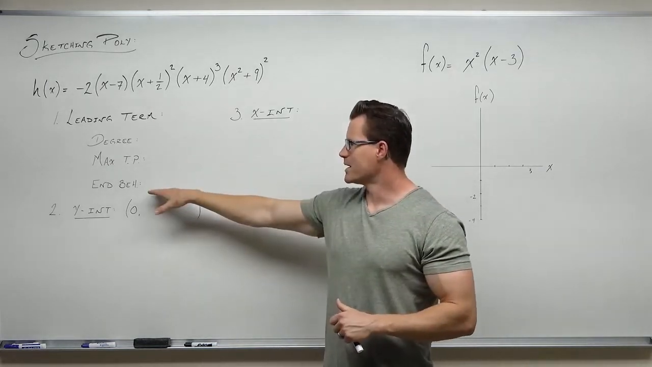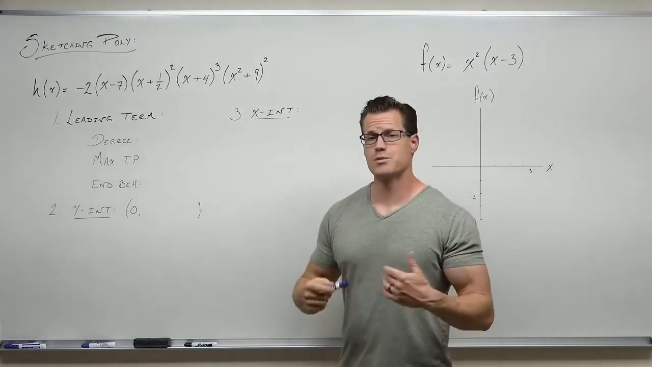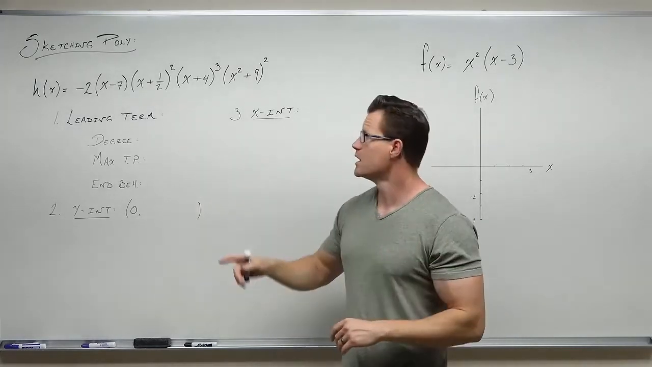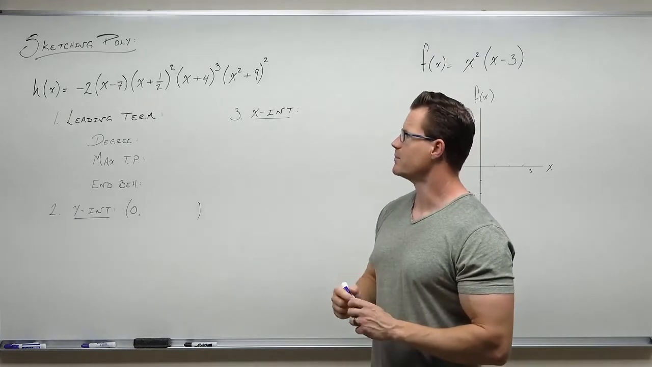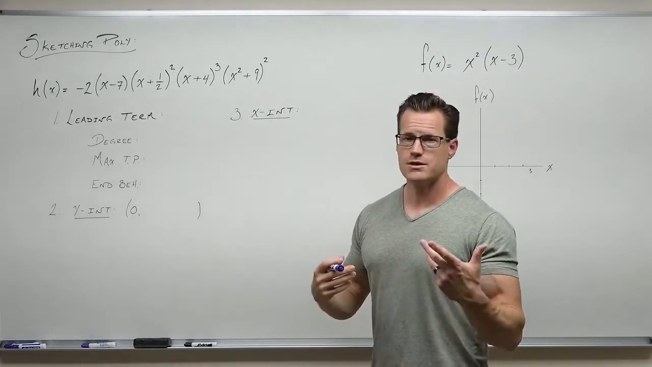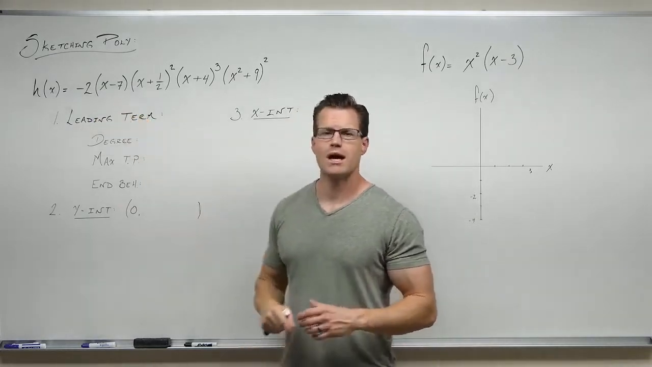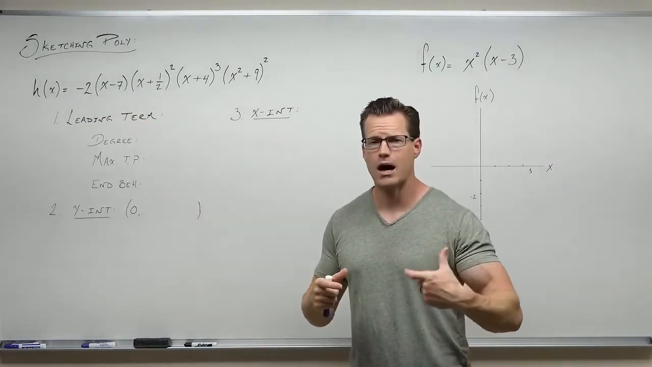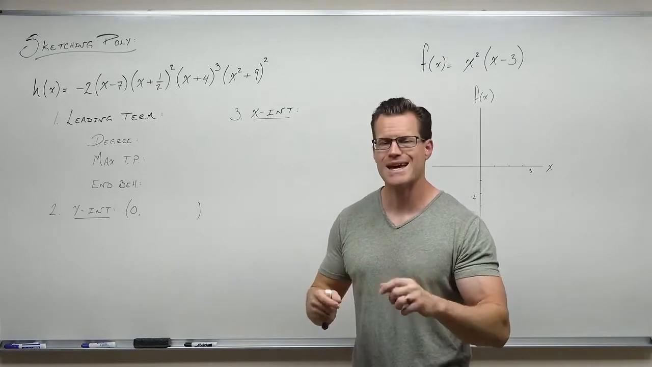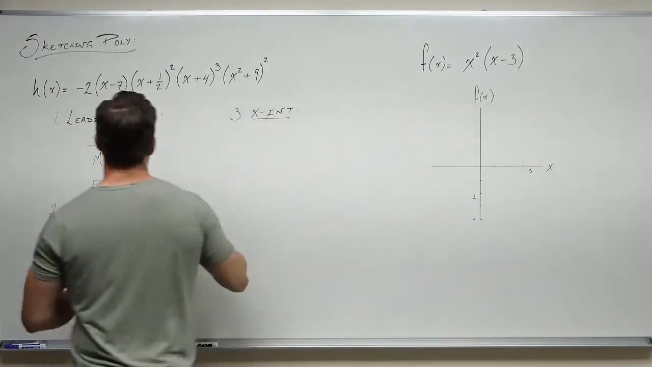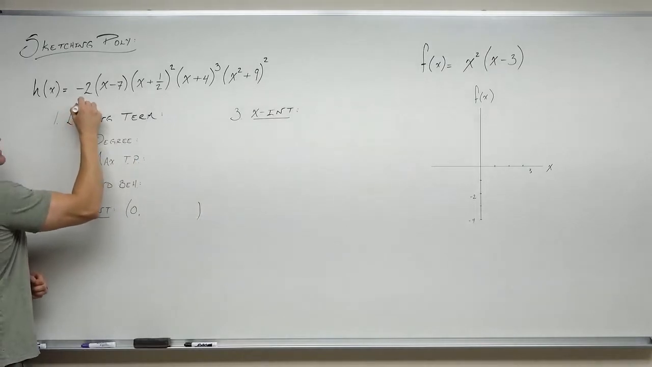We're going to find the end behavior, then the y-intercept and x-intercepts with their multiplicity and whether they bounce or touch the x-axis and whether they cross. So how we find the leading term is we look at every one of the factors, including that coefficient, and we multiply the highest power of the variable that we would get if we were to distribute it. What that means is we take -2.